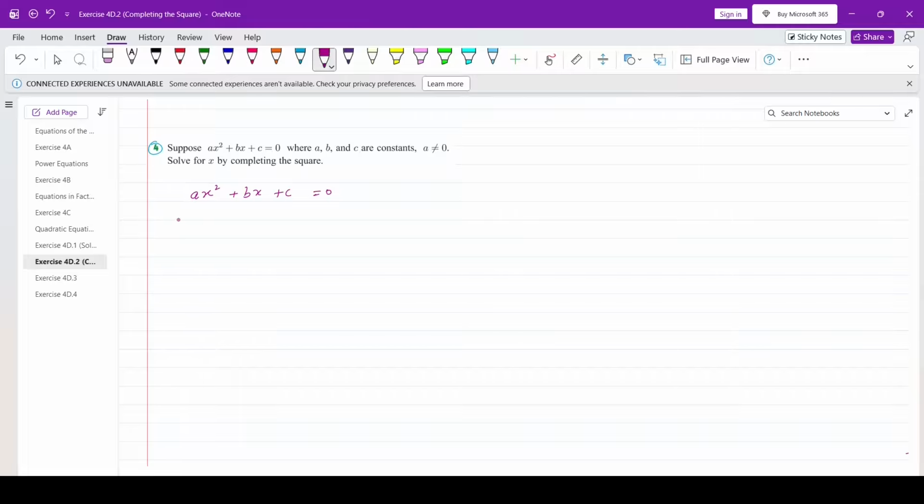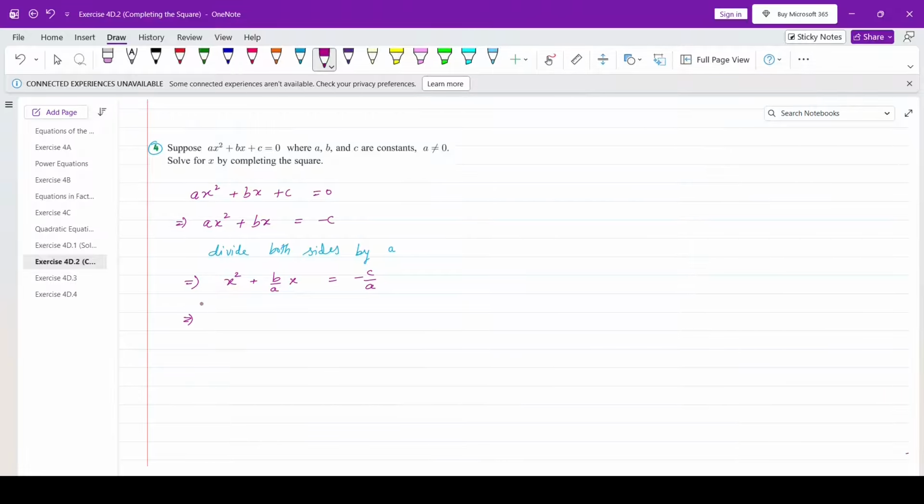First, we need to take the constant term on one side and the variable terms on the other. So this becomes ax² + bx = -c. Now we need to divide both sides by a. We get x² + (b/a)x = -c/a.